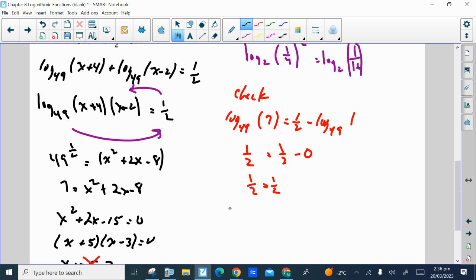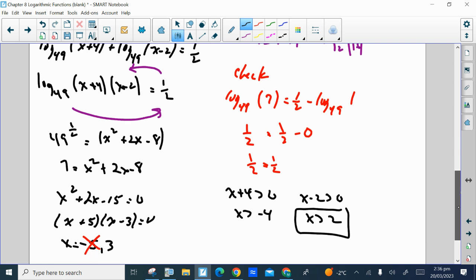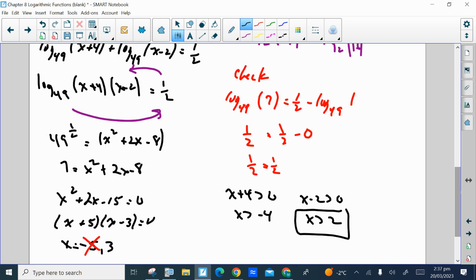Okay, but we also need to state our restrictions. And we need to take the one that satisfies them both, which is that x must be greater than 2. And once again, our answer of 3 does work. Okay?